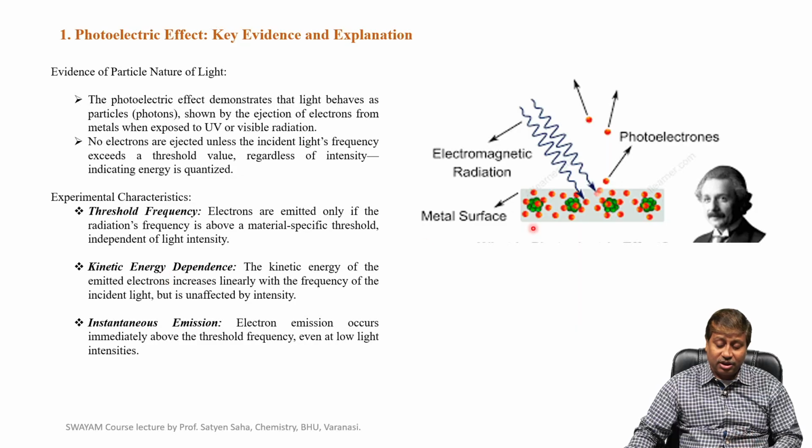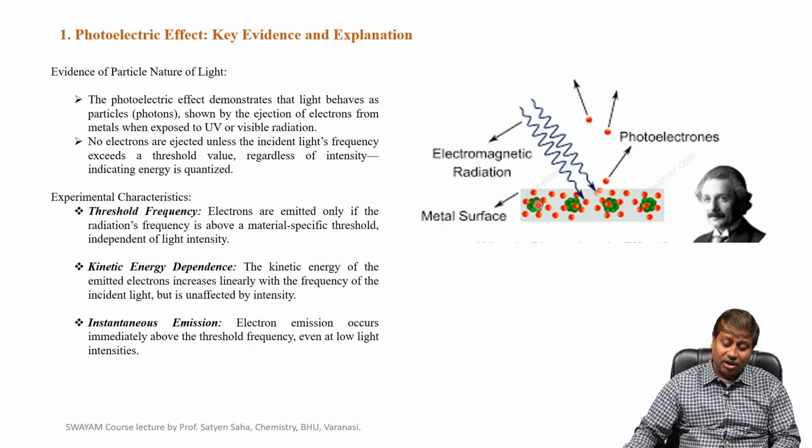Now, another point is what about this kicked out electron. It will move with a kinetic energy. The kinetic energy of the emitted electron increases linearly with the frequency of the incident light. So, if you give more frequency, then it runs away with higher velocity. And then instantaneous emission: electron emission occurs immediately above the threshold frequency, even at low intensity.